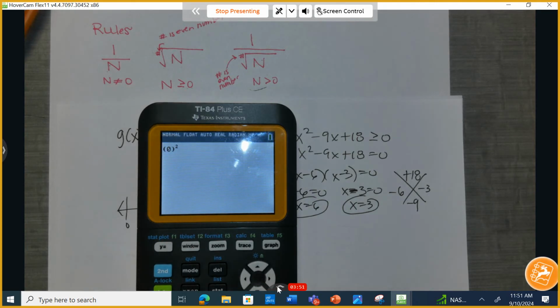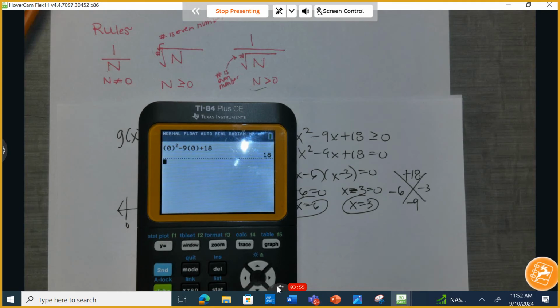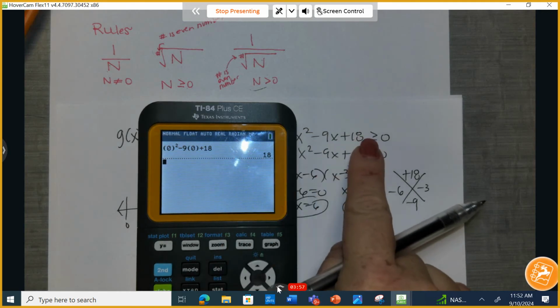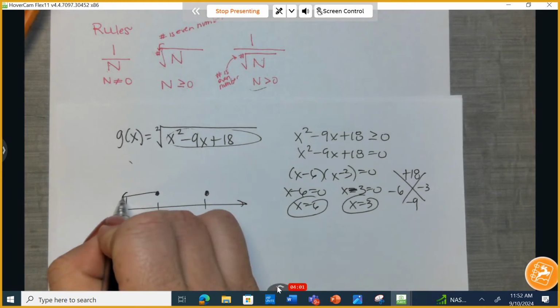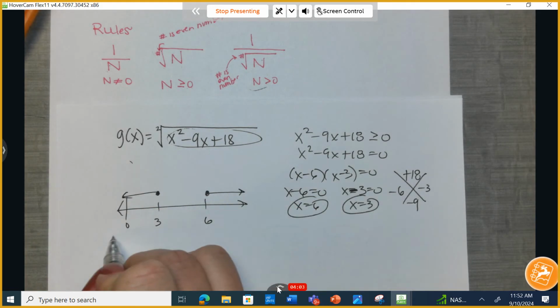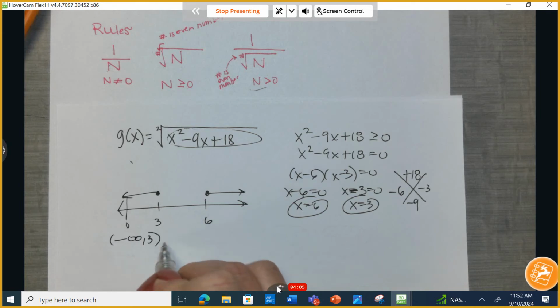Some of us would prefer to use mental math, and that's okay as well. So I'm plugging in 0, I'm pressing enter, and I get 18. Is 18 greater than or equal to 0? It is. I plugged in 0, it's true. That means everything to the left is true and everything to the right is true. So negative infinity all the way to 3 and 6 all the way to positive infinity.